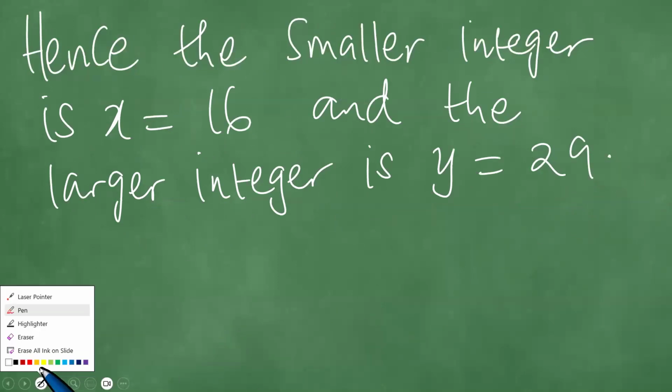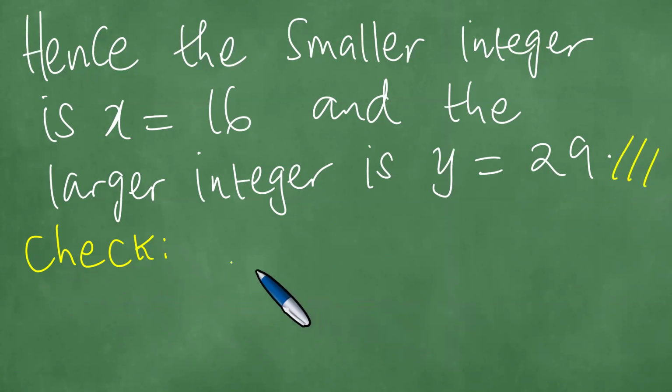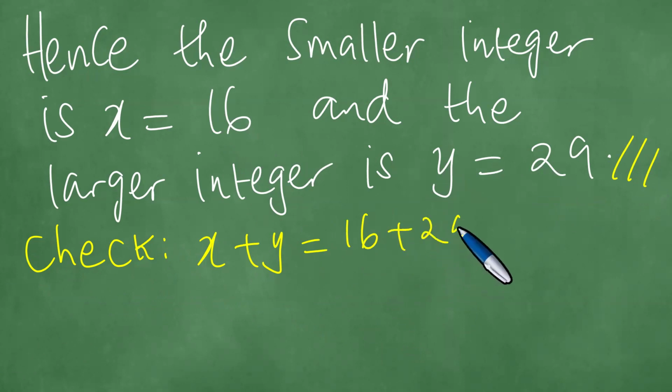But now we need to do a check. We need to do a quick check of this. Are these answers correct? Because the solution ends here. So we find the sum of x and y, and x is 16 and y is 29. So you have 16 plus 29, and clearly 16 plus 29 is equal to 45. Okay, so the sum works.